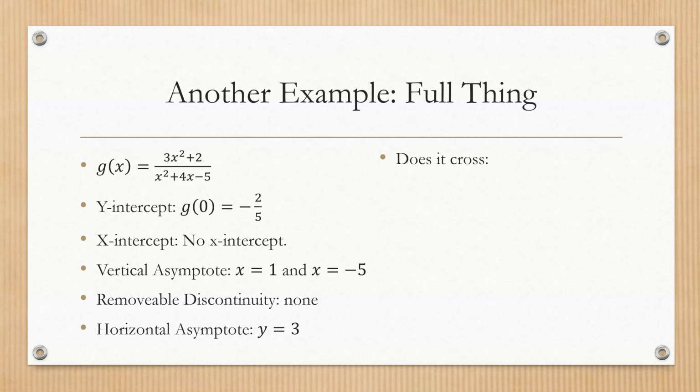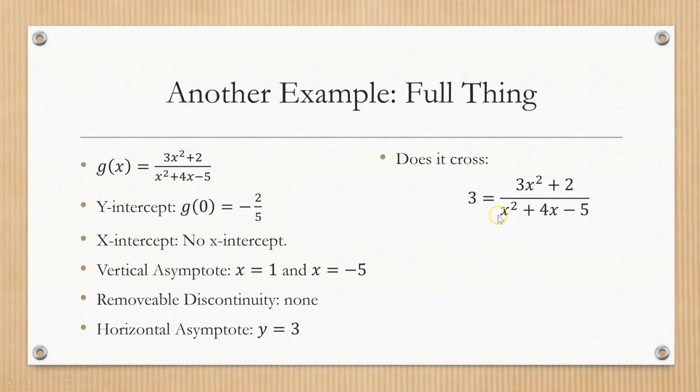I have to see if my function crosses my horizontal asymptote. So I'm checking, does it cross? Remember, my horizontal asymptote is y equals 3. So in order for my function to cross the horizontal asymptote, there has to be an x value that makes this y value equal to 3. So let's make 3 be g of x and see if I can solve for x.